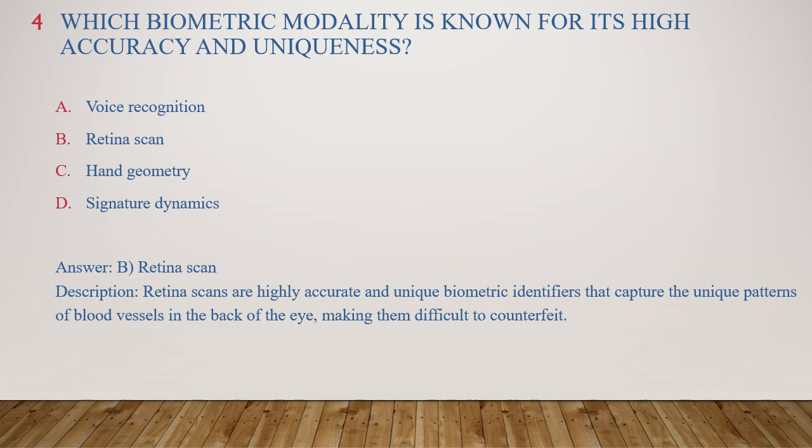Hand geometry offers decent accuracy and is non-invasive, but its uniqueness is less than fingerprints or retinas, making it less reliable for high-security applications. D. Signature dynamics. This analyzes how you sign, not what you sign. While it can be unique, it's susceptible to forgery and can be affected by factors like fatigue or injury.